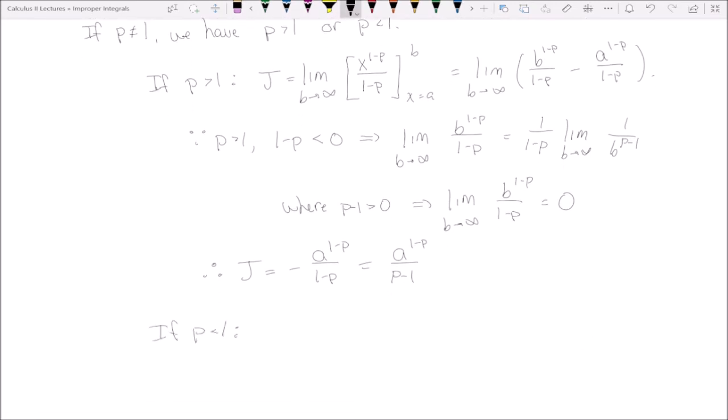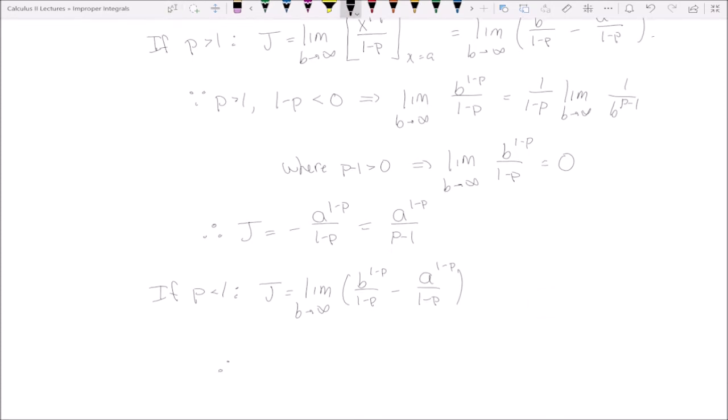If p is less than 1, J is still going to be the limit as b approaches infinity of b to the 1 minus p over 1 minus p minus a to the 1 minus p over 1 minus p. However, this time we have p being less than 1, which means that 1 minus p is larger than 0, which means this limit is infinite.